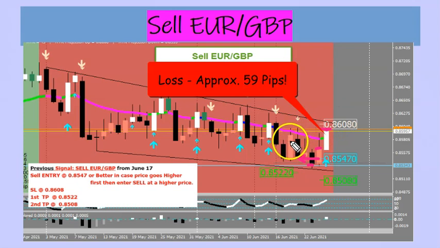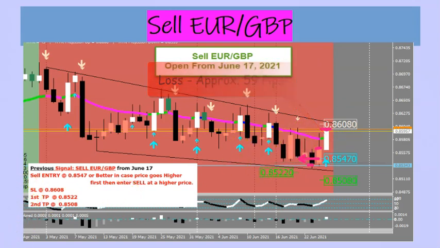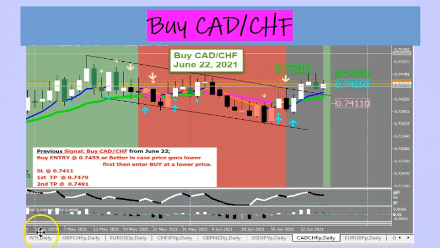So again, this was a loss, but we managed our risk, and now we're going to go on to our next trade. And this was the first real signal that I gave this week on June the 22nd. Okay, here's the information, guys. I always give you the entry, the stop loss. You can see that. The first take profit, second take profit.